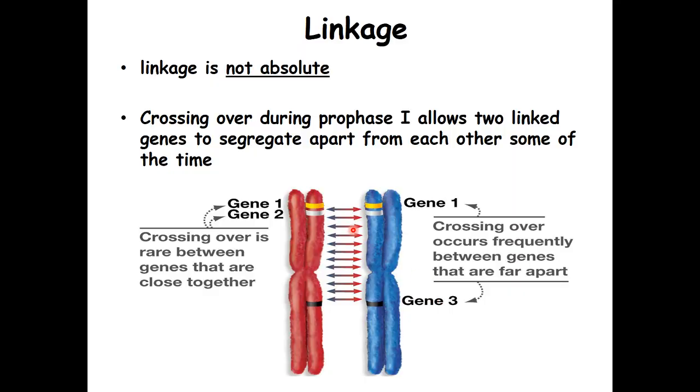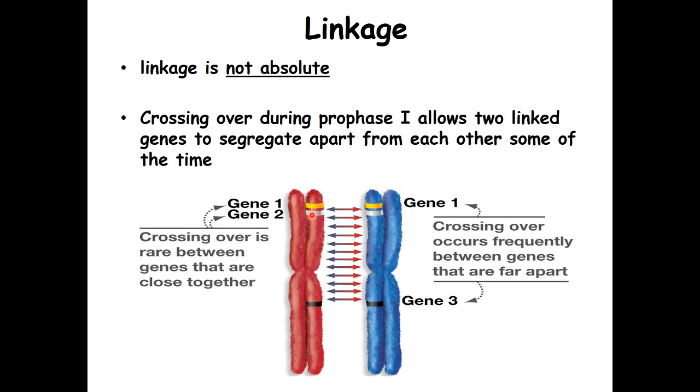So the principle here is if the genes are really close together, they're unlikely to segregate. But if genes on the chromosome are farther apart like this, they are more likely to segregate. So we're going to talk about this later on.